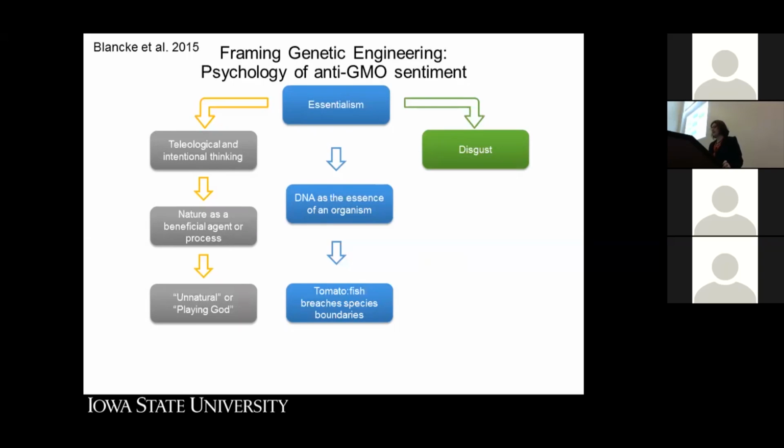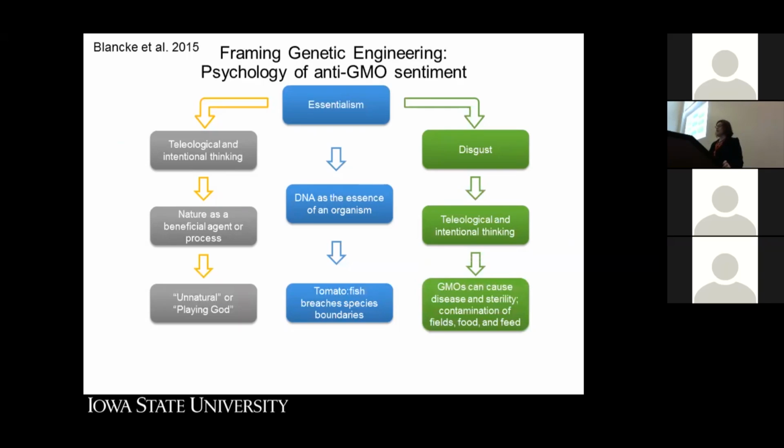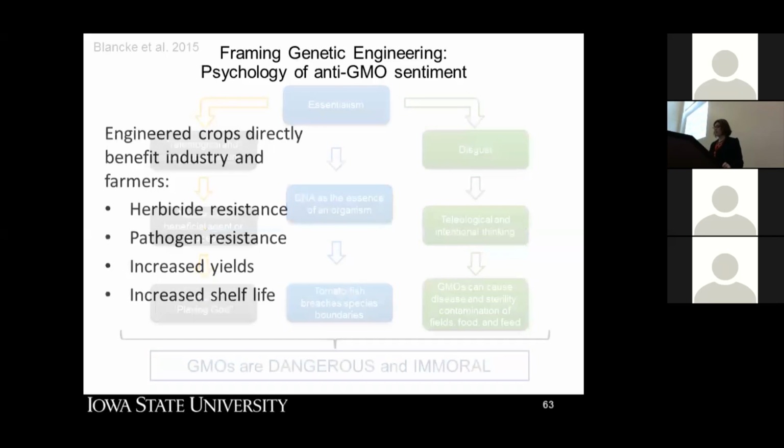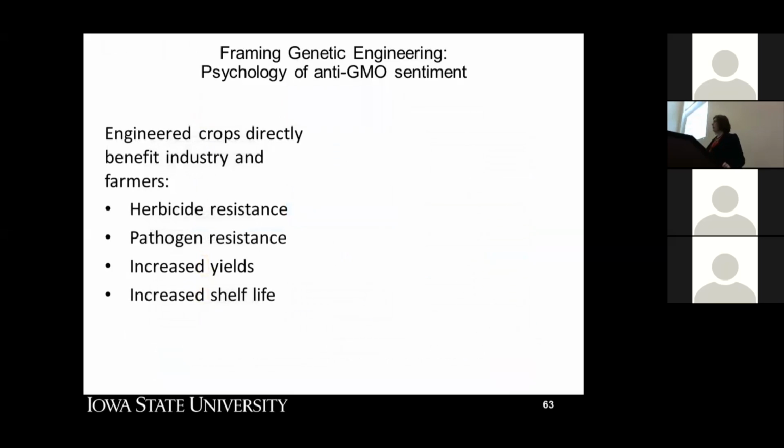Another aspect of this anti-GMO sentiment is disgust. It also is based in teleological and intentional thinking. And you see things that say GMOs can cause disease and sterility. They can contaminate fields, food, and feed. We know that this is not the case, but this is what you see. And so the public sees all of this information that's out there, and their perception is that GMOs are dangerous, potentially even immoral.